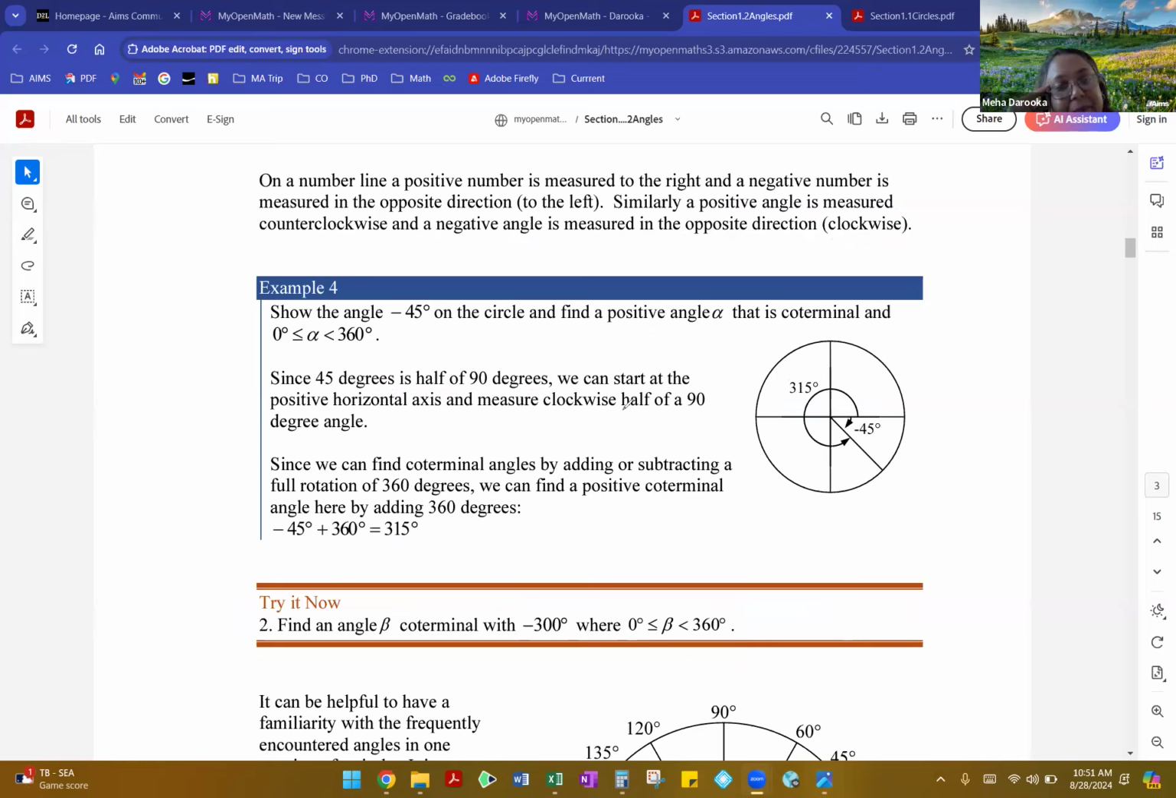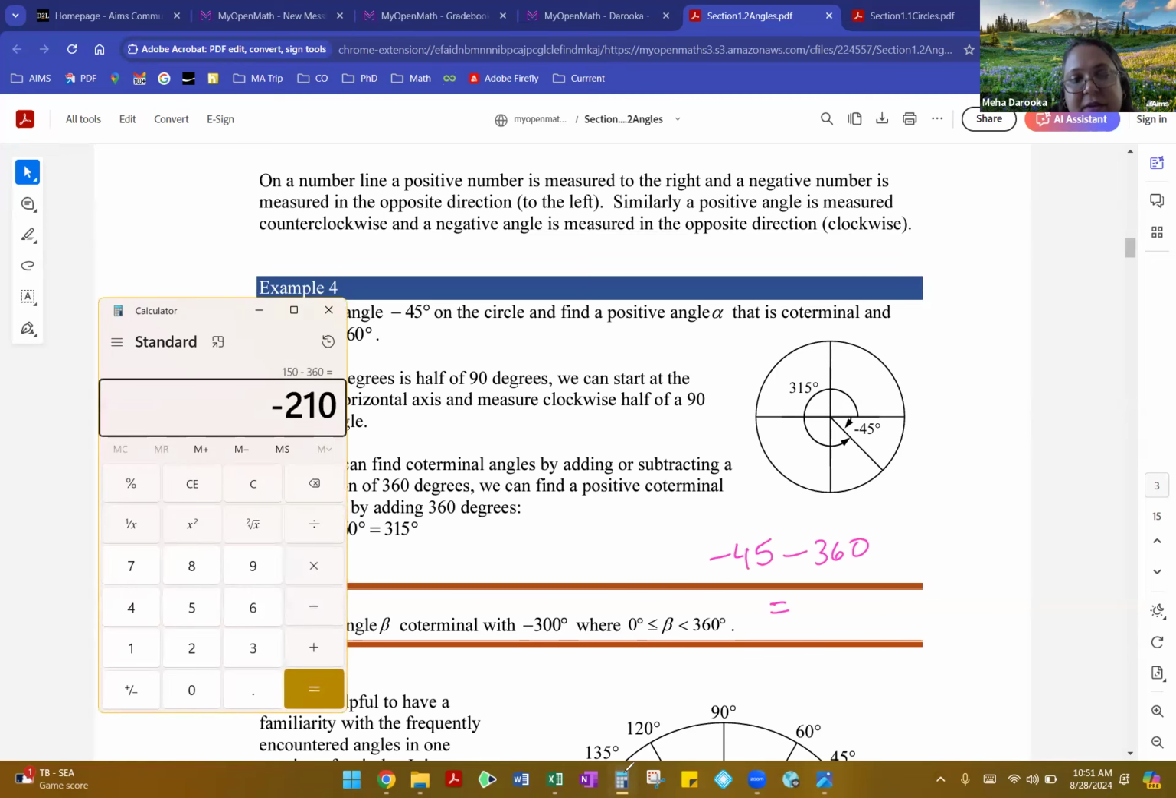So Musab had a question. He wanted to know, can we not find the coterminal of a negative angle by subtracting it from 360? So Musab, what would happen is if we took the negative 45 and subtracted 360 from it, you're actually going to get a number which is going to be even smaller because you're taking two negatives. So it's not actually going to give you 315, because think about this.